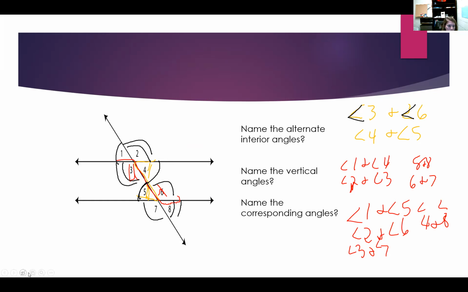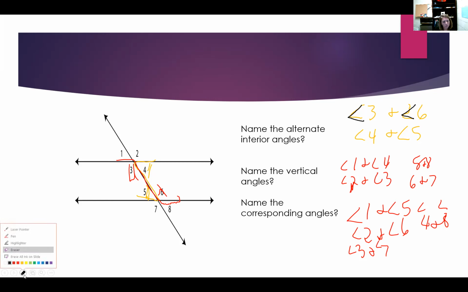Okay, and then the corresponding angles, if I just slid this up, so let me get rid of some of this stuff. All right, name the corresponding angles. So if I slid this up, notice 1 and 5 would be in the same spot. That means they're equal. 2 and 6, 3 and 7, and then 4 and 8.